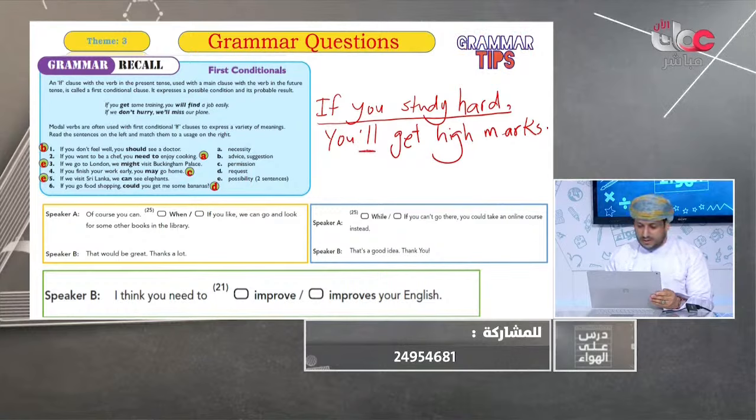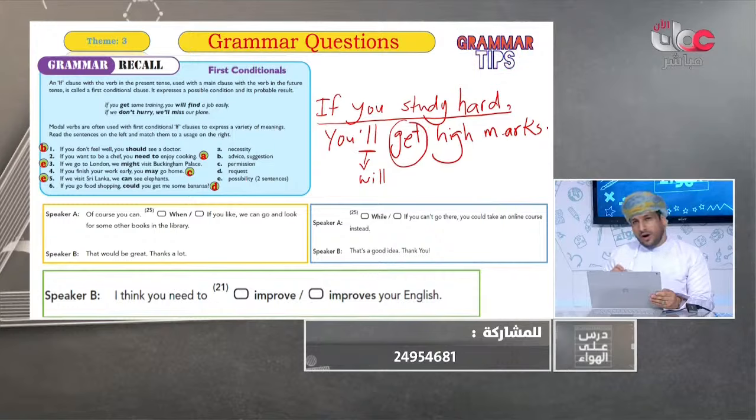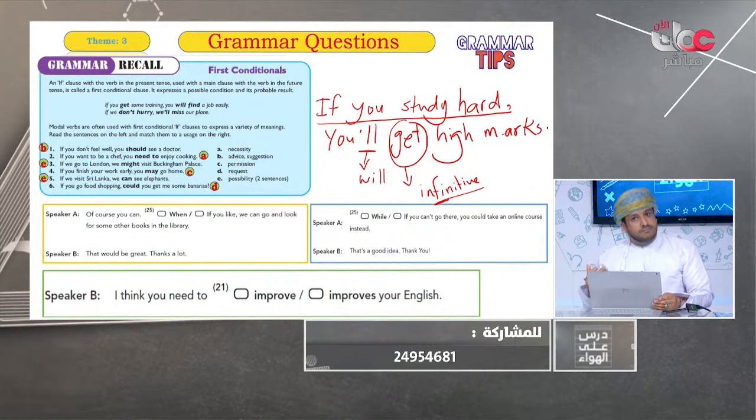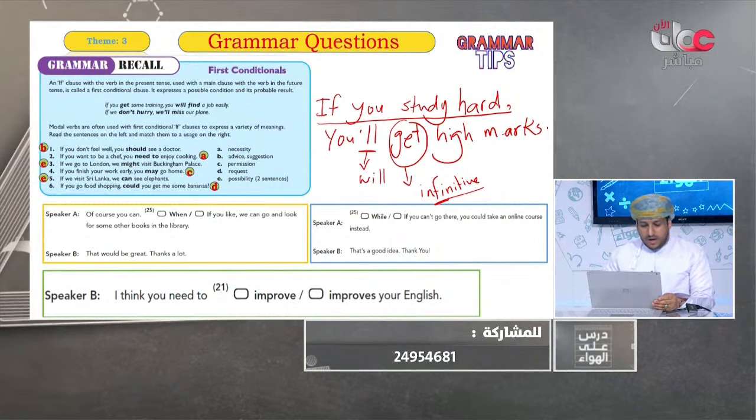You will get: here will is the contraction, and get is the verb. Whenever you find will, it will be followed by a verb in the infinitive, or the base verb. If you study hard, you will get high marks. If you practice a lot, you will be fluent in English language. That's it. We also have should, which is used when you give advice or suggestion. It will be followed by an infinitive.